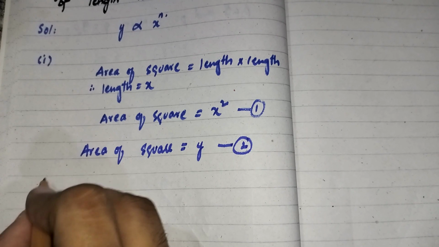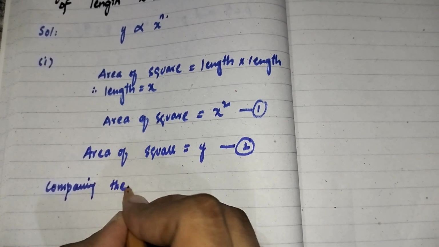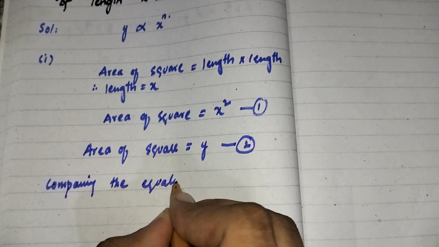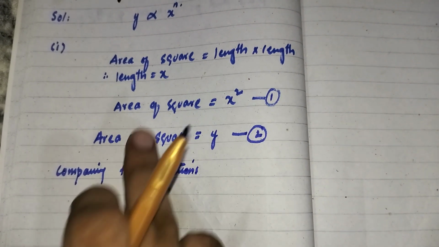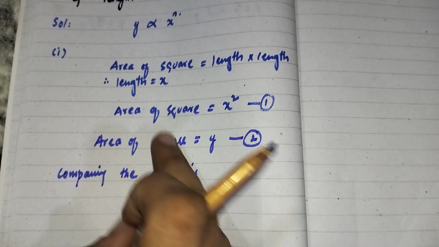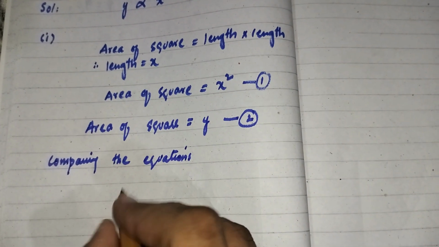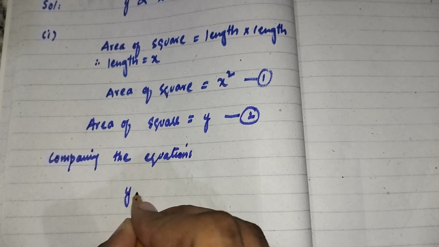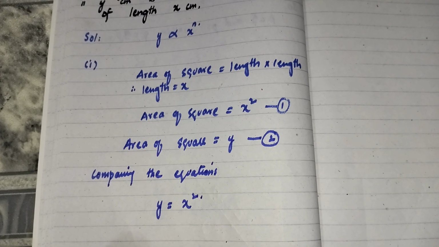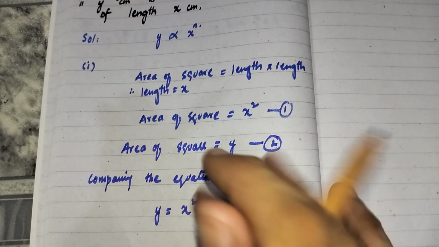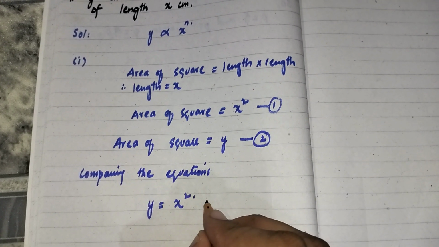So comparing the equations, x square is also the area of the square and y is also the area of the square, so it means that x square must be equal to y, or y is equal to x square. This is the value obtained. This is equation number 3.